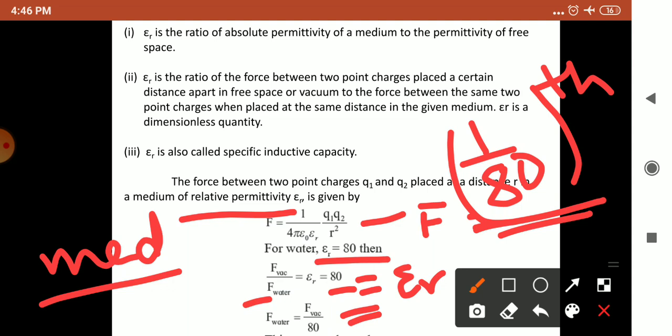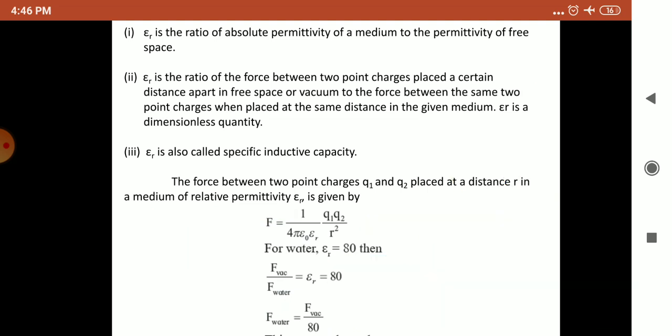So a material medium reduces the force between charges by a factor of epsilon r, its relative permittivity. We assume that the medium is homogeneous, isotropic and infinitely large. So the condition for this relation, which we are getting in ratio form, is that we have to assume the medium is homogeneous, isotropic and infinitely large.